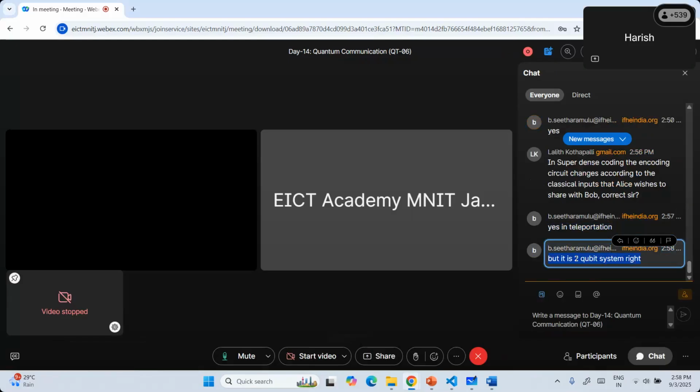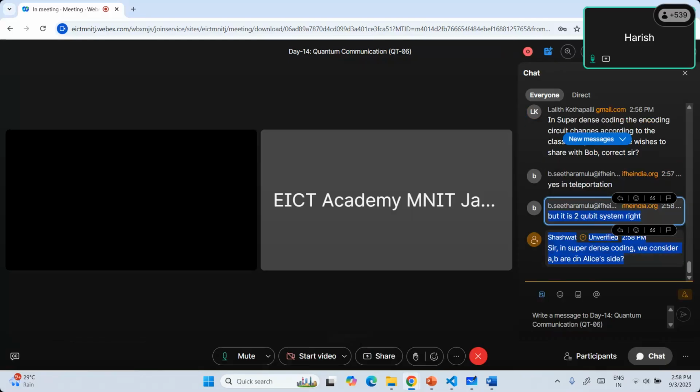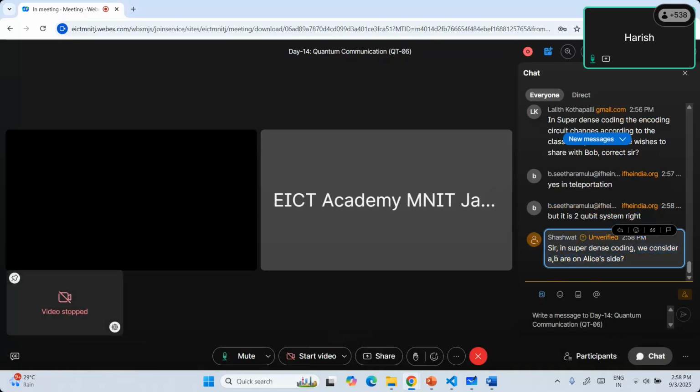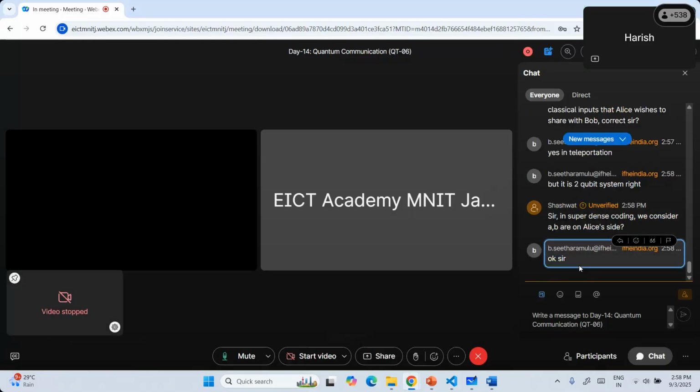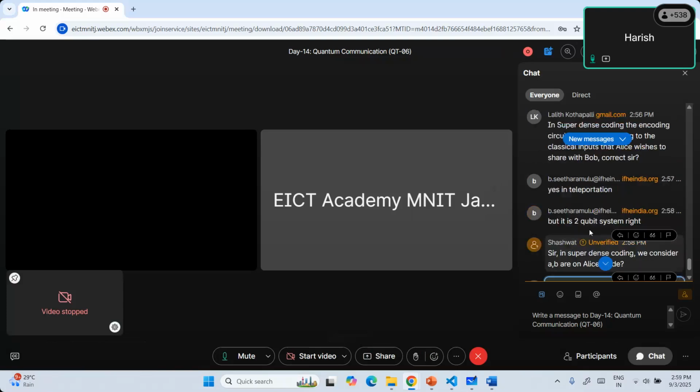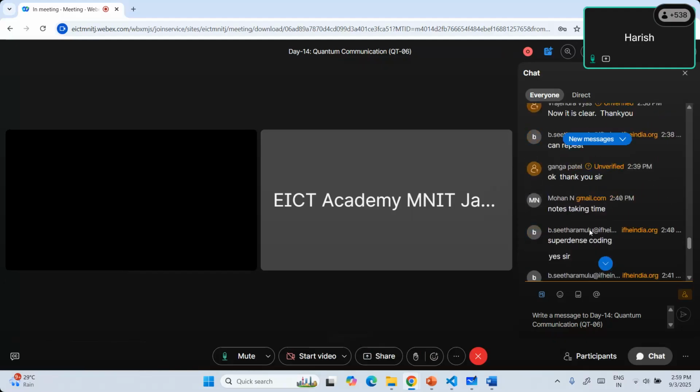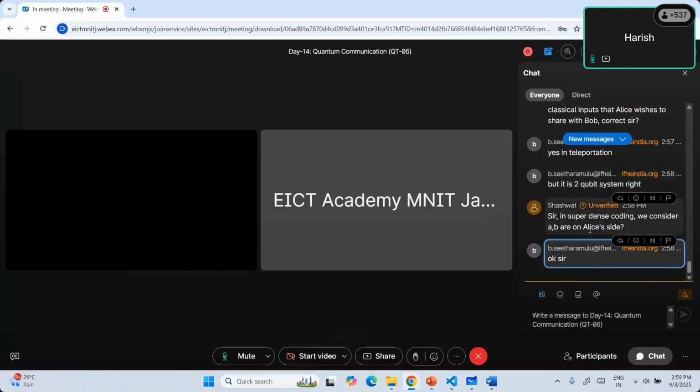But it is a 2 qubit system, right? In the case of superdense coding, we are working with 2 qubits only. Yes, A and B are with Alice only. Alice wanted to send A and B. Yeah, Shashwat, your query is clear. Both A and B are classical bits that are with Alice, and Alice wanted to send them to Bob. So I think I have answered every question that is there. Then we can have a break if no other question is there.